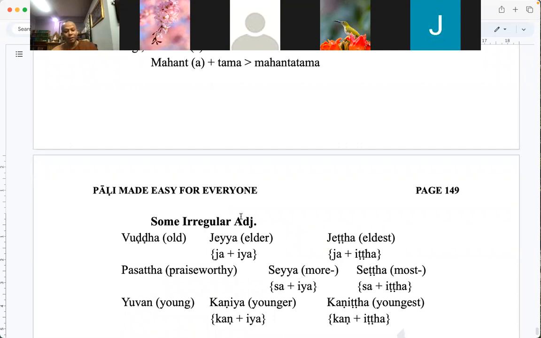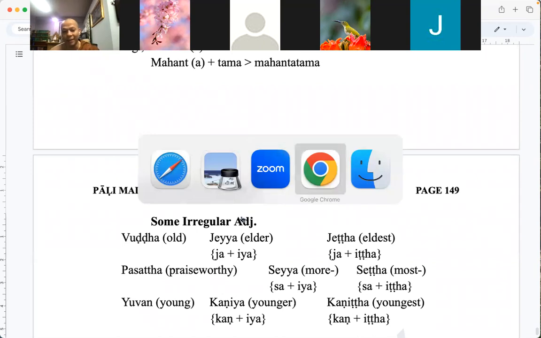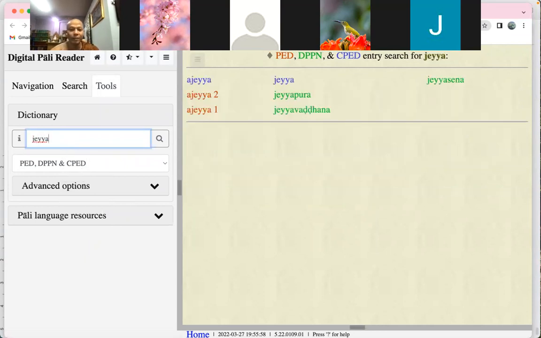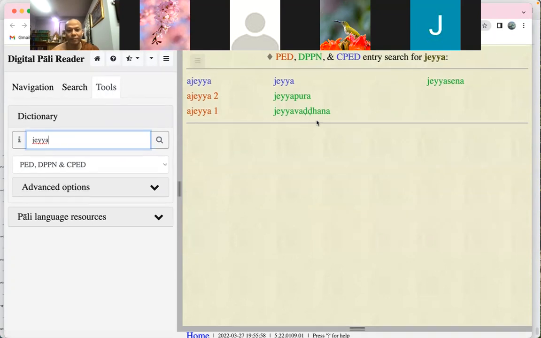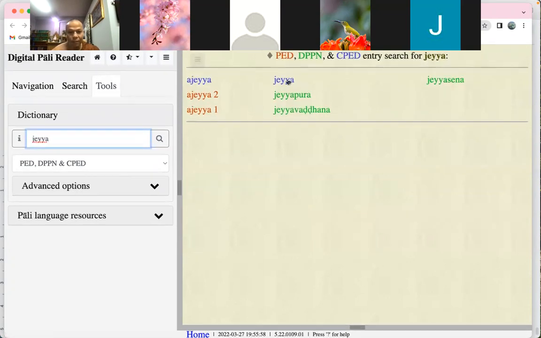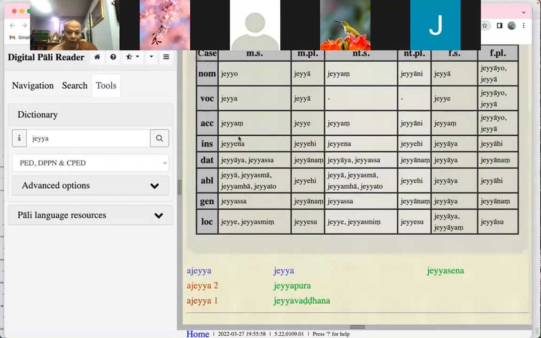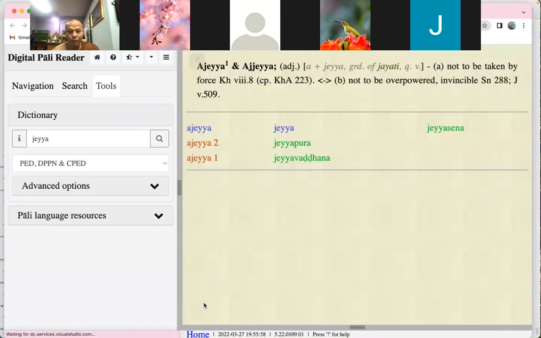Actually, in the dictionary you find Jaya as conqueror or victory. Yes, that is a noun. Or it can mean 'should be conquered', that one is also a passive adjective. Ajaya, what is Ajaya? Jaya, adjective. Here also Jaya or Ajaya, 'not to be taken', these are also adjectives, 'not to be conquered', invisible.